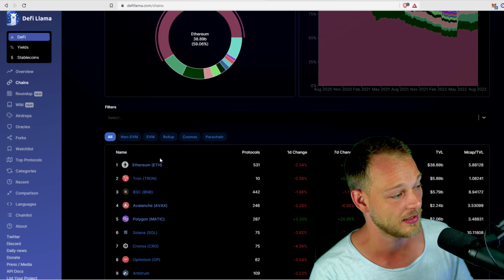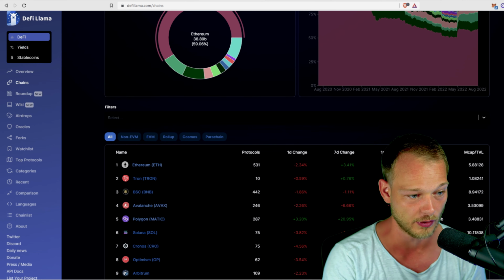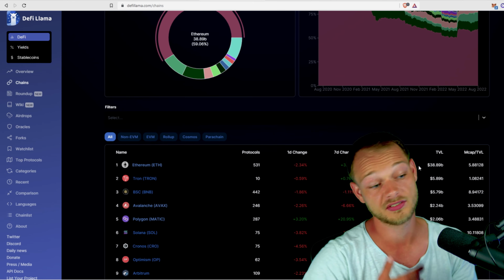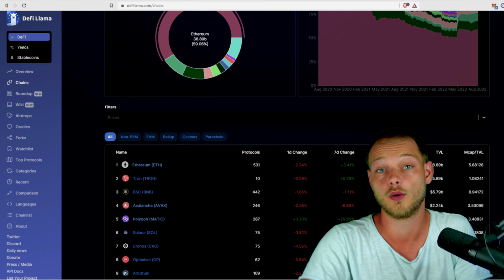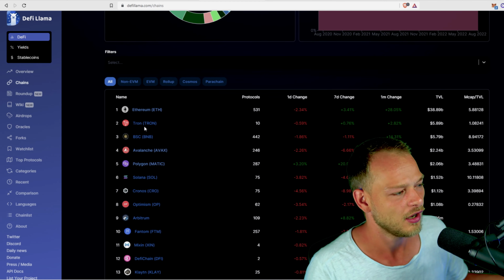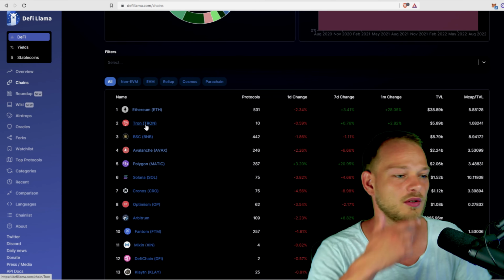So for example, we have the Ethereum chain. This is the biggest chain. It has the most value locked in it, so it's sorted by the total value locked. There's almost 40 billion total value locked on the complete Ethereum chain. Then second, for some reason, all of a sudden, is Tron. Okay, cool, we got Tron. So if you wonder, okay, what's up with Tron?